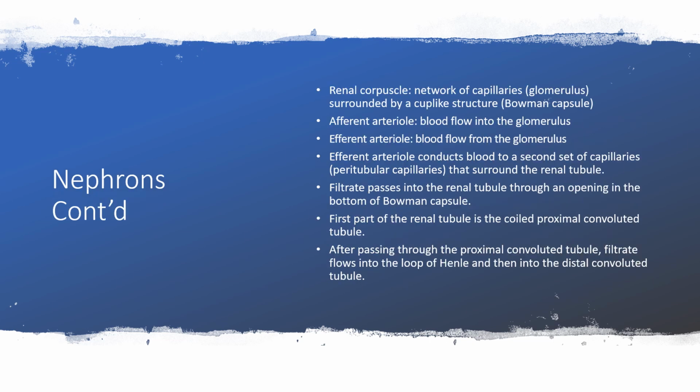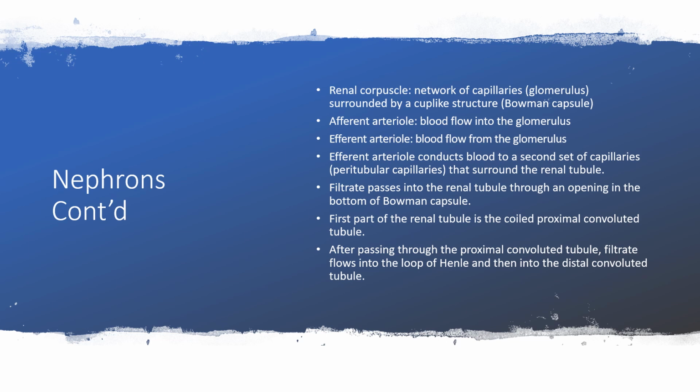The renal corpuscle itself is made up of a network of capillaries called the glomerulus, surrounded by a cup-like structure called Bowman's capsule. And then you've got different arterioles in there. The afferent arterioles flow into the glomerulus, and the efferent arterioles flow away from the glomerulus. The efferent arterioles conduct blood to a second set of capillaries that surround the renal tubule, and filtrate passes into the renal tubule through an opening in the bottom of Bowman's capsule.